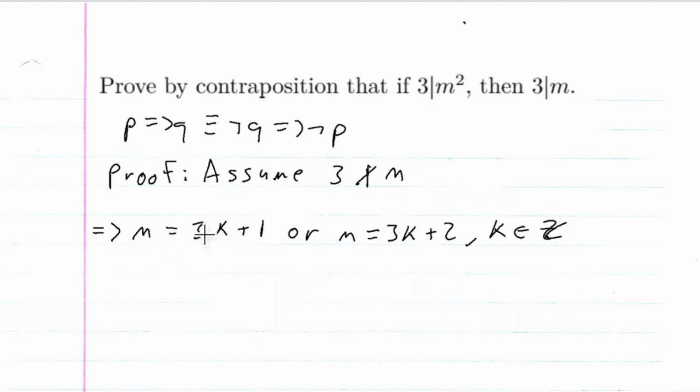Because if we had 3k plus 3, we could factor out a 3, and then 3 definitely divides m. And if we had 3k plus 4, well, that's still the form 3k plus 1, right? So these are the two forms that we have when we know that 3 doesn't divide m. So let's go ahead and go to case 1. Let m be equal to 3k plus 1.